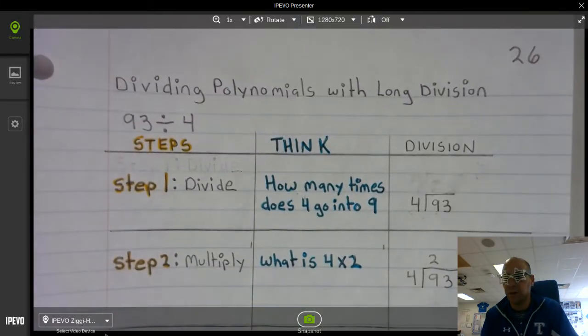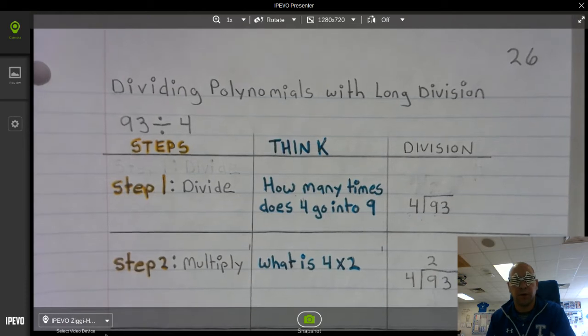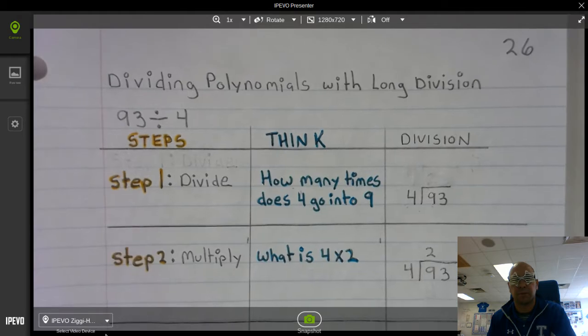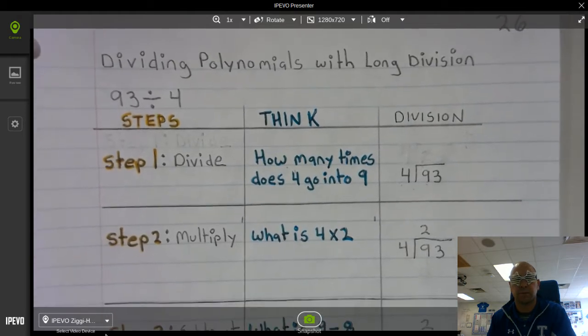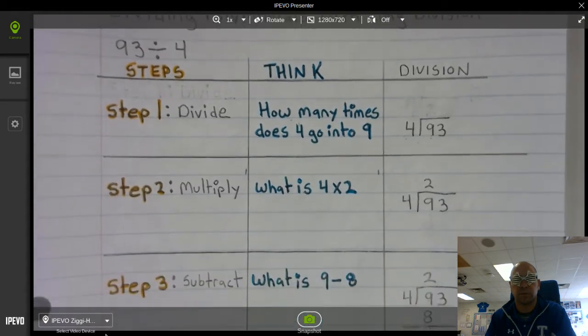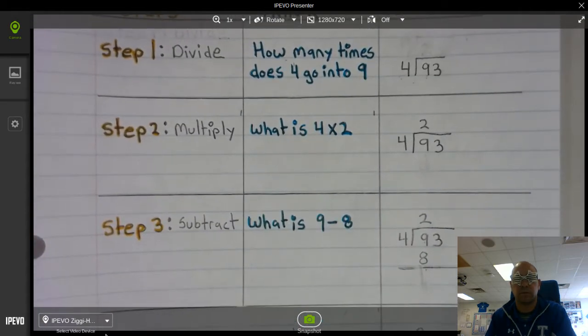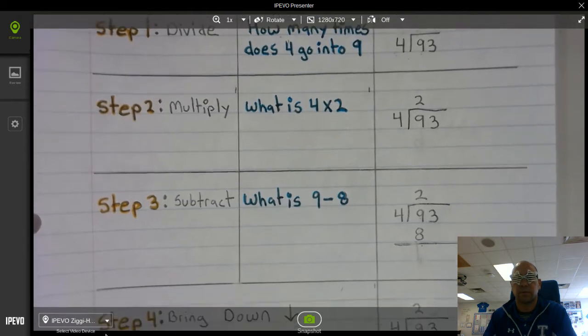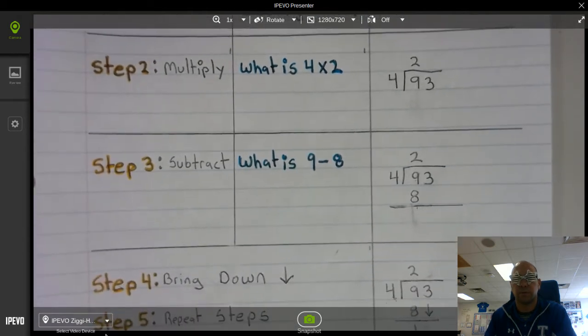Now what I want you to do is I'm going to slide the paper up, but I want you to write all this down. Then we're going to go over it, but it's going to help you understand if you have all this written down first. So if you would, write it down, pause the video.